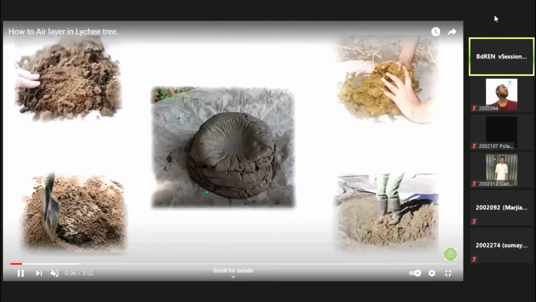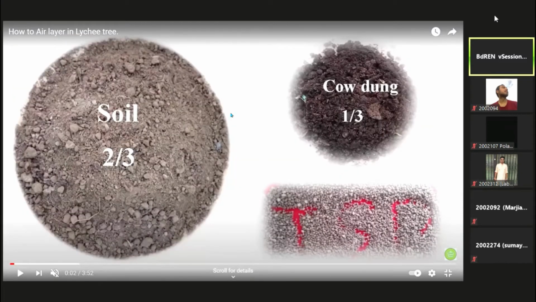Here you see, he has produced the rooting media by mixing soil and cow dung. He has used two-thirds soil and well decomposed cow dung. The cow dung must be well decomposed. Okay, let's see. After mixing, he has produced this rooting media.